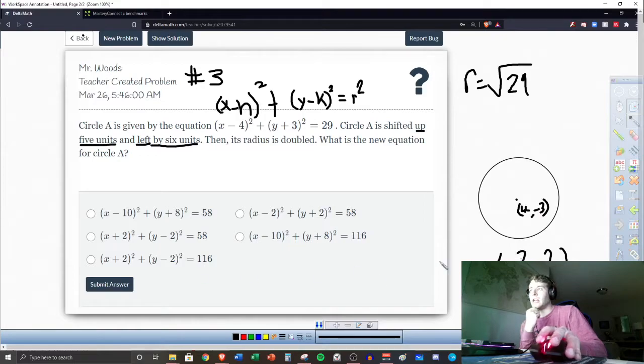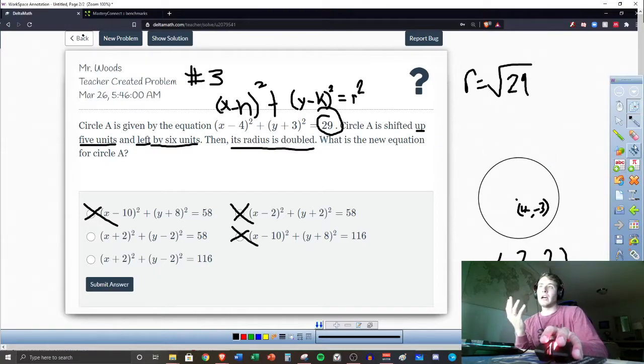So we know that in our equation, remember, you change the sign when you put it in there. So it can't be this one, or this one. It has to be one of these two here. So here's where a lot of students are making the mistake. They are doubling the 29 because it says the radius is doubled. They're doubling the 29, but that's not what we need to double. We need to double this right here. And that kind of gives away the answer if you see what I'm saying here.